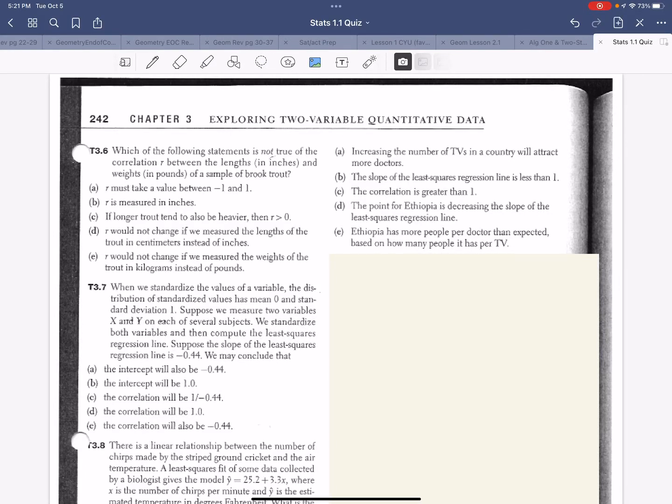So it says question 3.6, which of the following statements is not true about correlation between the length in inches and weight in pounds of a sample of brook trout? Maybe you have 10-inch fish, 20-inch fish, 30-inch fish, who knows? And wouldn't that correlate to how many pounds it is, right? 5 pound, 10 pound, 15, maybe it would make some dots like this, right? Which of the following would not be true about R?